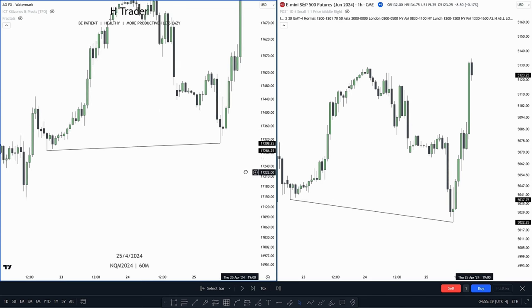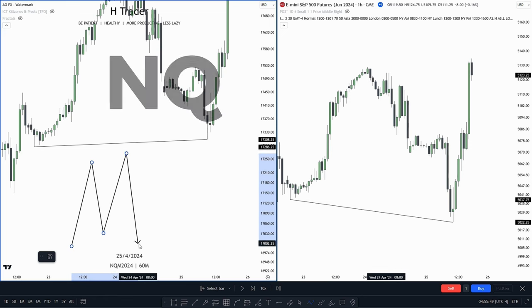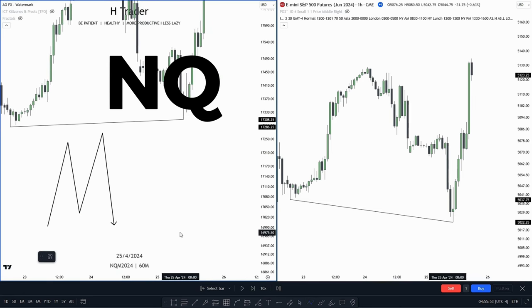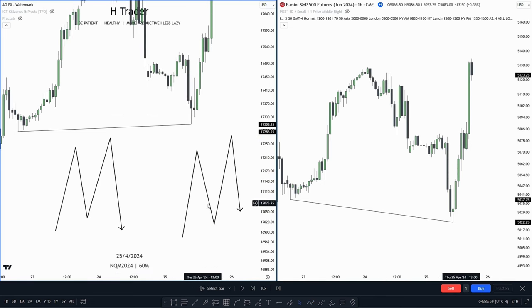Usually when we have correlated pairs, price is trading in the same direction. But then sometimes price could, let's say on the NASDAQ, make a lower low, but then on ES, price could make a higher low. When price creates this SMT, that's where a reversal is anticipated.